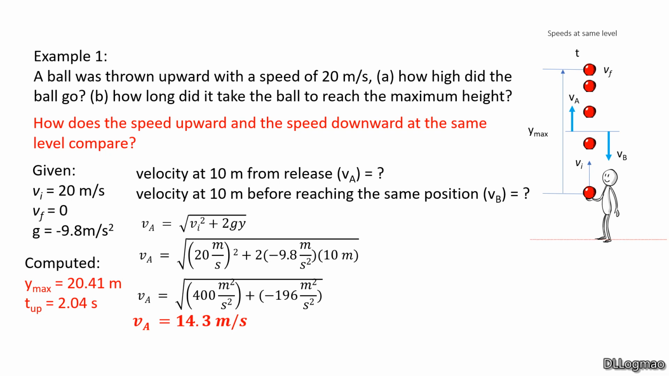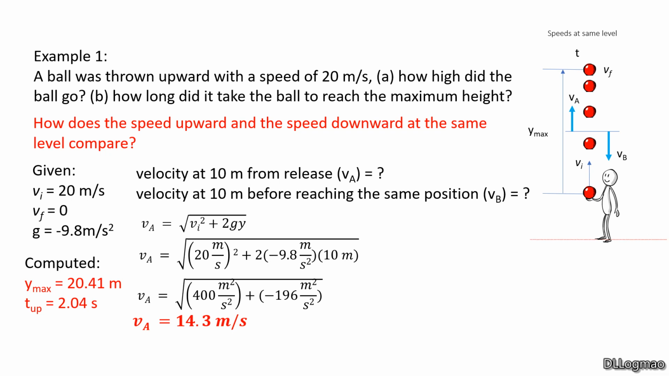Positive because the body is moving up. To determine V sub D, we will consider the downward motion only, starting from the highest point, 20.41 meters from the point of release. The velocity at the highest point is 0.